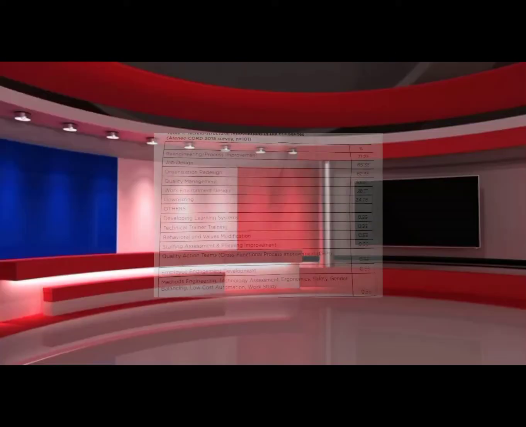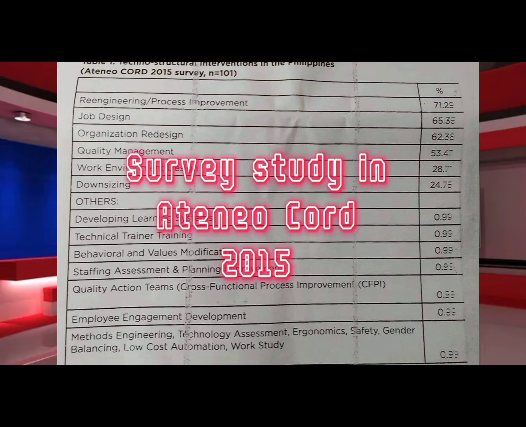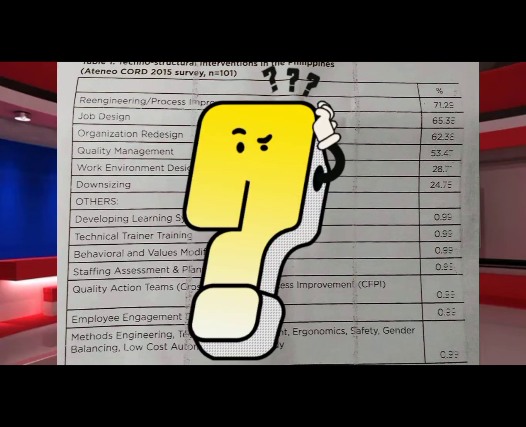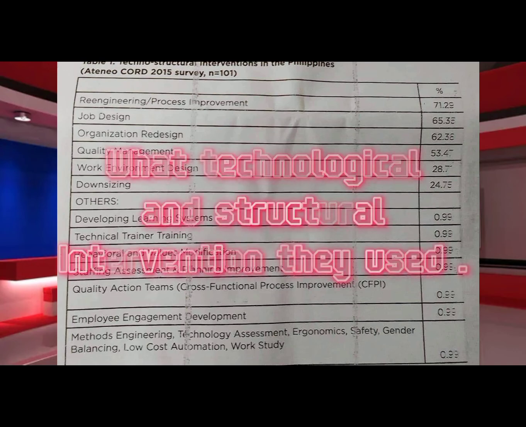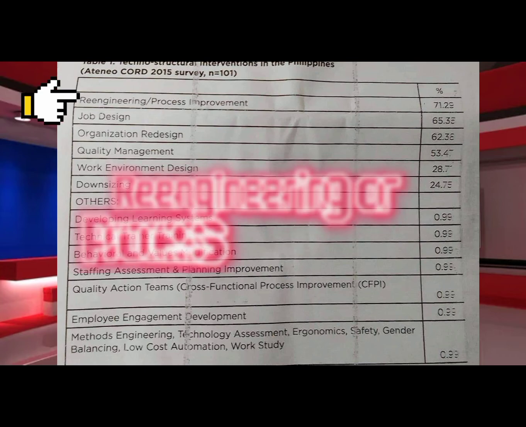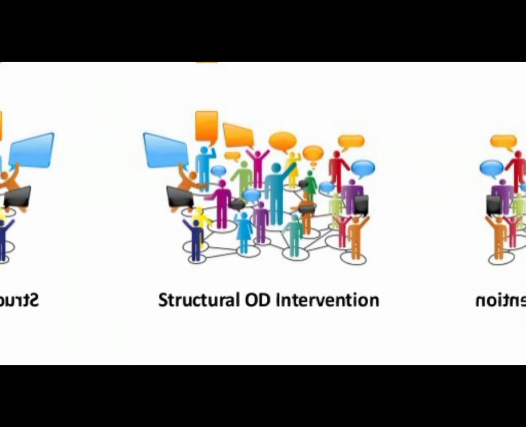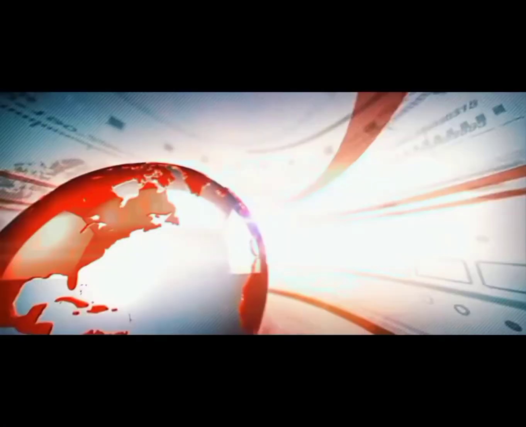Now we have already heard different interventions that provide solutions for an organization to make it productive and efficient. Let's now take a look at the common interventions in the Philippines, a study by the Ateneo in 2015. Organizations were asked what technological and structural interventions they used. The results show that re-engineering process improvement was the most commonly used intervention. Such intervention provides an immediate solution to organizational issues related to process.